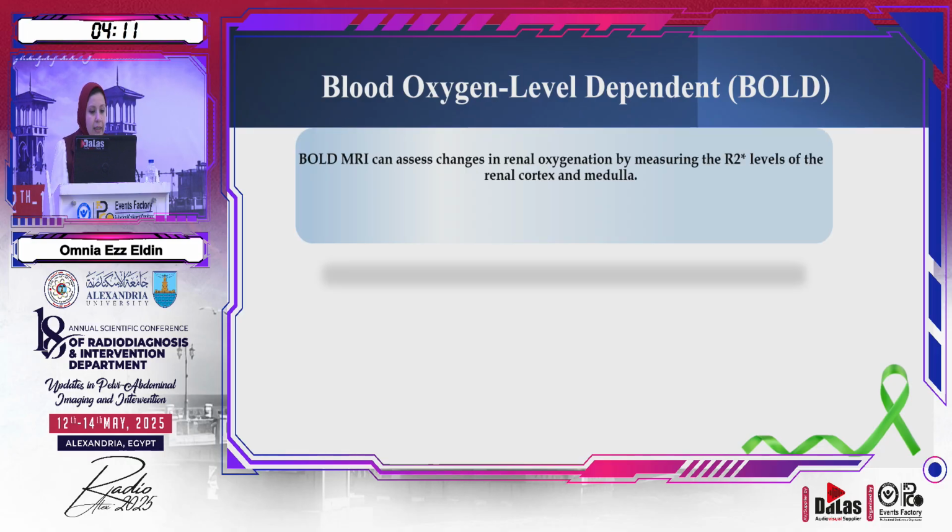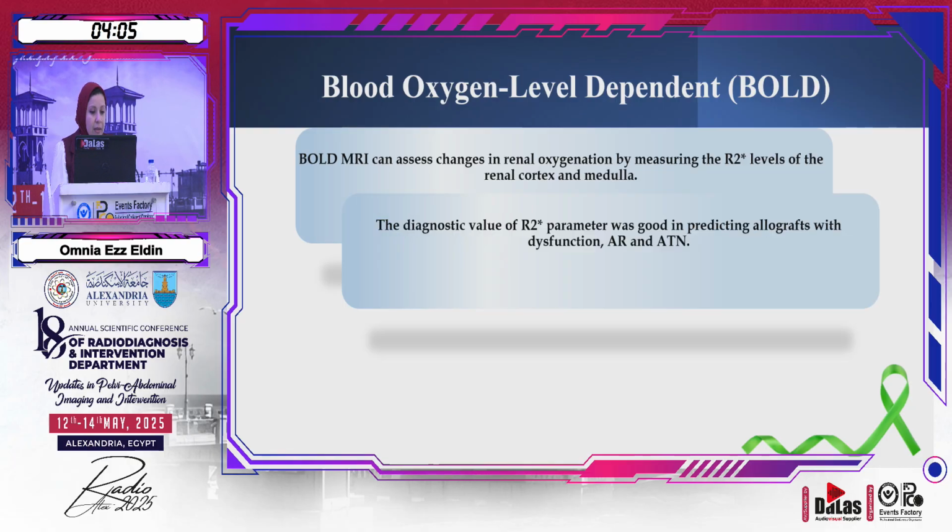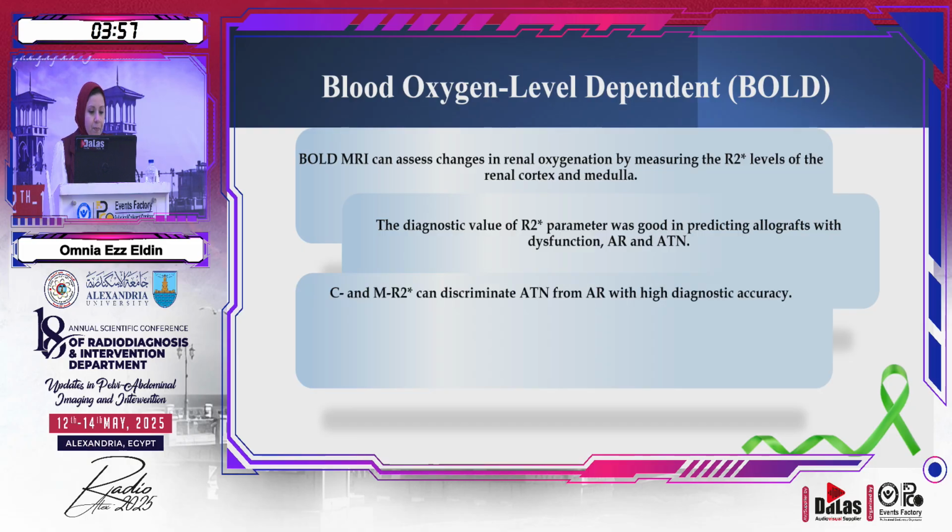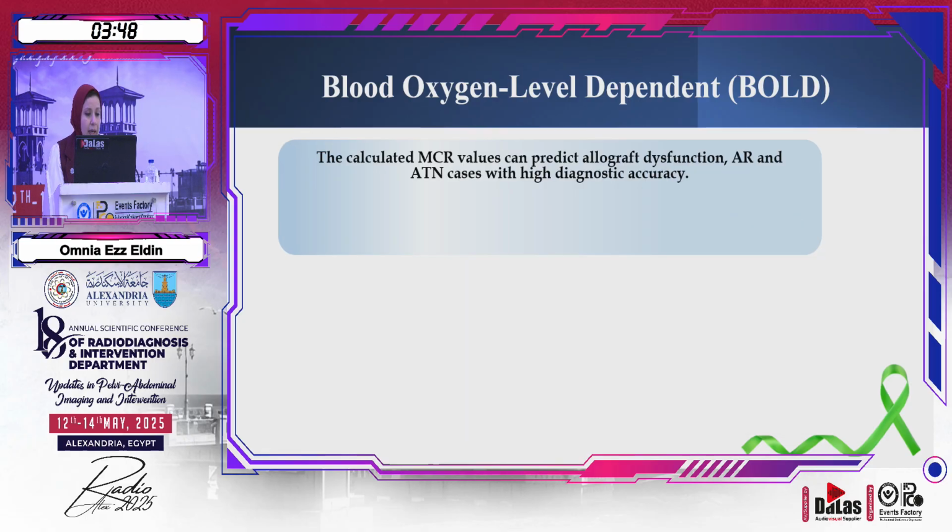BOLD MRI can assess changes in renal oxygenation by measuring the R2-star levels within the cortex and medulla. The diagnostic value of the R2-star parameter was good in distinguishing allograft dysfunction from normal grafts, and the cortical and medullary R2-star values can discriminate between ATN and AR with high diagnostic accuracy.